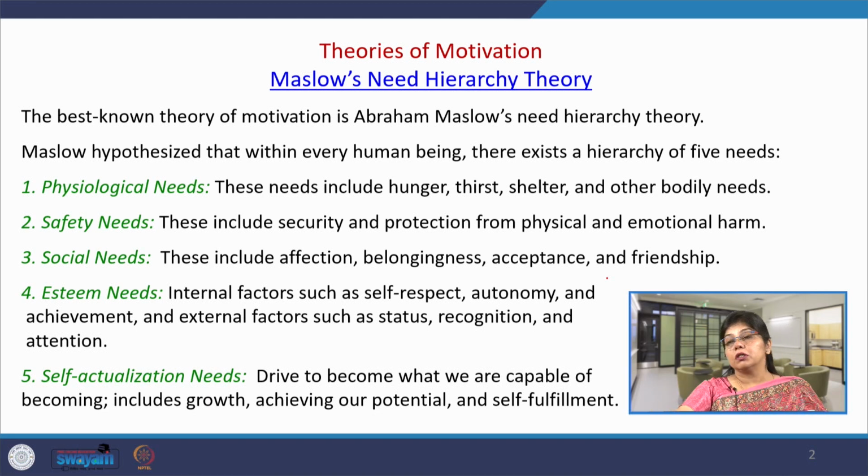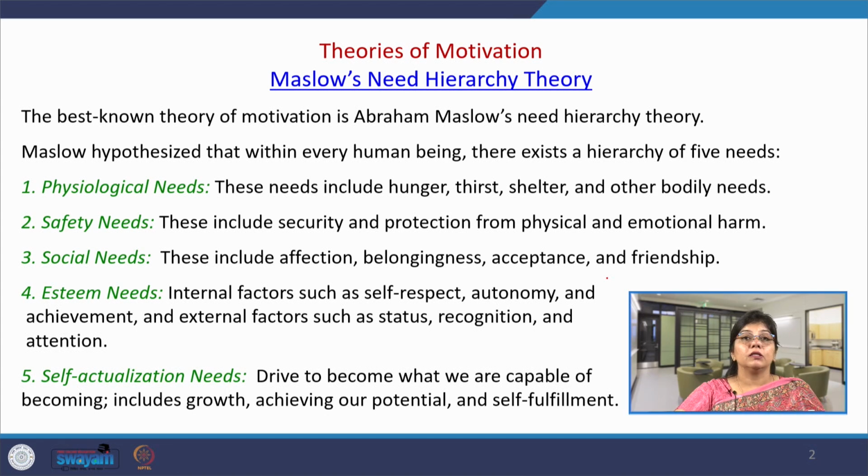Once the physiological needs are satisfied, the person moves on to safety needs. These are also very important for an individual's survival and include security and protection from physical and emotional harm, protecting oneself from external threats and dangers. It can mean protecting oneself physically from any danger to life, or protecting oneself emotionally by finding people with whom he or she can share problems and grievances, and ultimately finding emotional satisfaction. So, these are the safety needs.